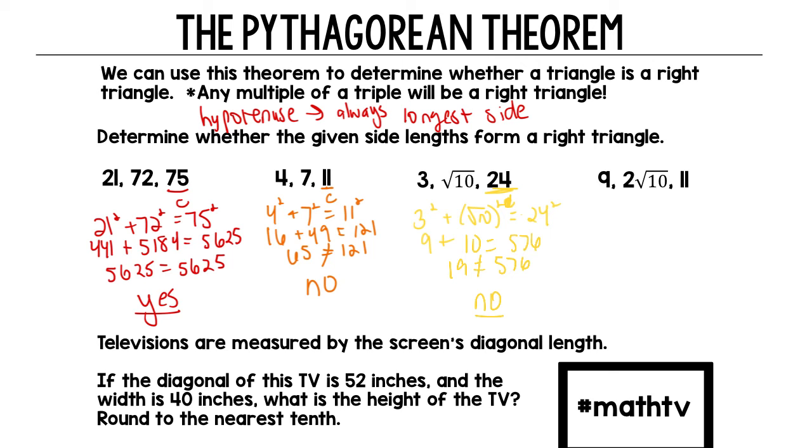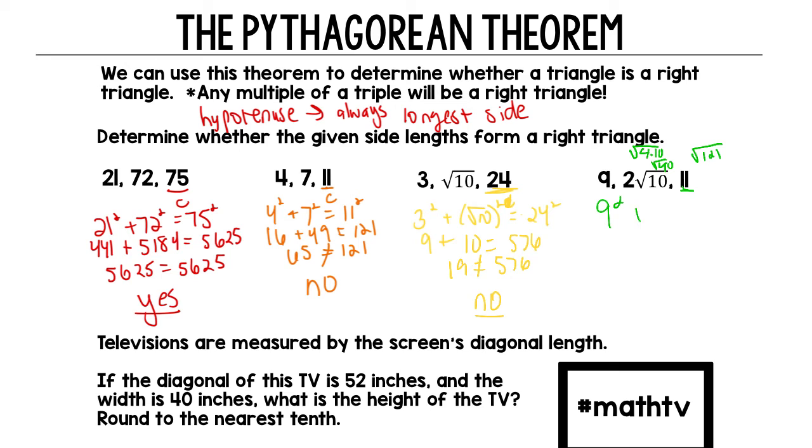Last but not least, if you want to find out which one of these is bigger, 2 square root of 10 or 11, 2 squared is 4, right? So we can make that 4 times 10 under the square root. Well, that's the square root of 40. 11 squared is 121. That's the square root of 121. So 11 is our biggest number.